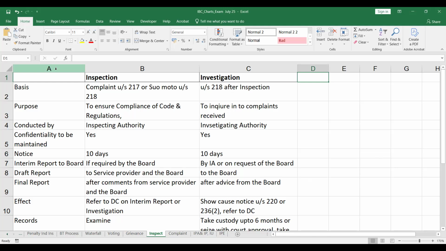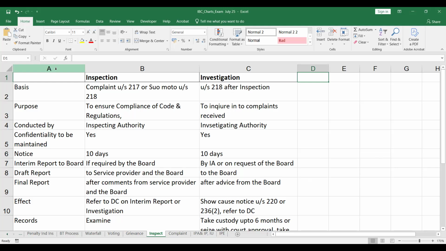section 217 says any person aggrieved by the functioning of an insolvency professional agency or insolvency professional or an information utility may file a complaint to the board in such form, within such time and in such manner as may be specified. And 218 talks of investigation of an insolvency professional agency or its member or information utility. This inspection is conducted by the inspecting authority. Confidentiality, of course, has to be maintained.